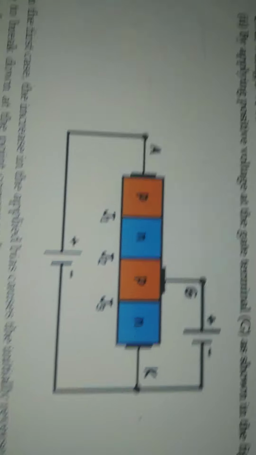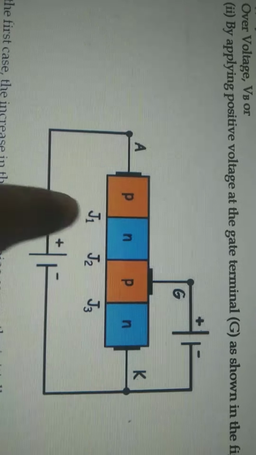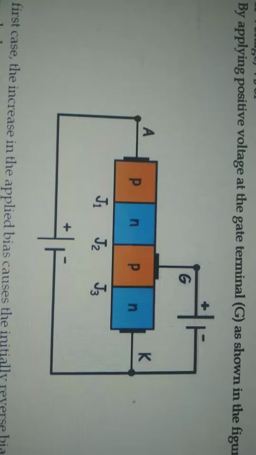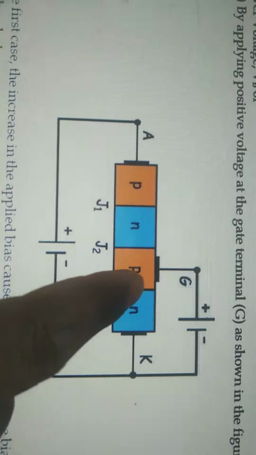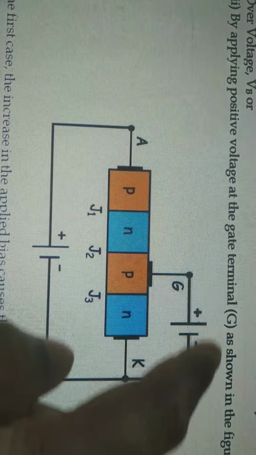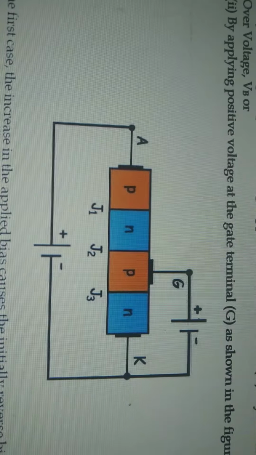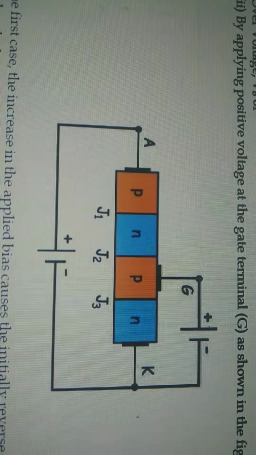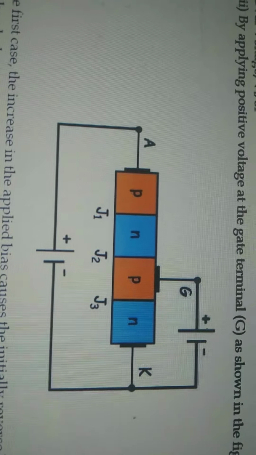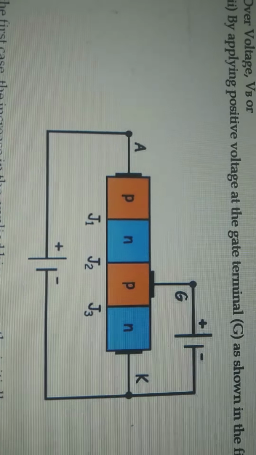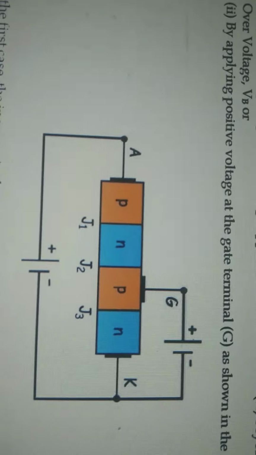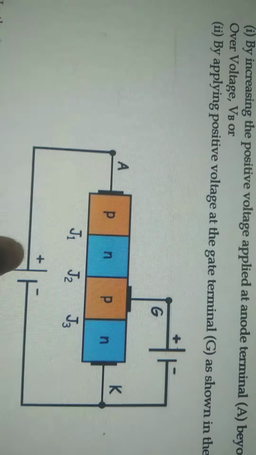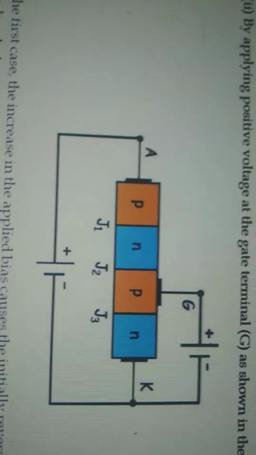The other method is, we keep applying a small amount of voltage across the anode and cathode, and alternatively we apply the voltage across gate and cathode. Hence the J2 junction breaks down based on the voltage applied across the gate and cathode. After that, the current flows from the positive terminal to the negative terminal like this, having a path.